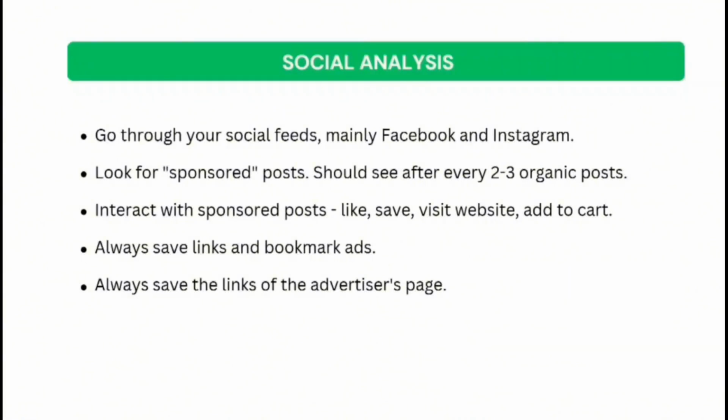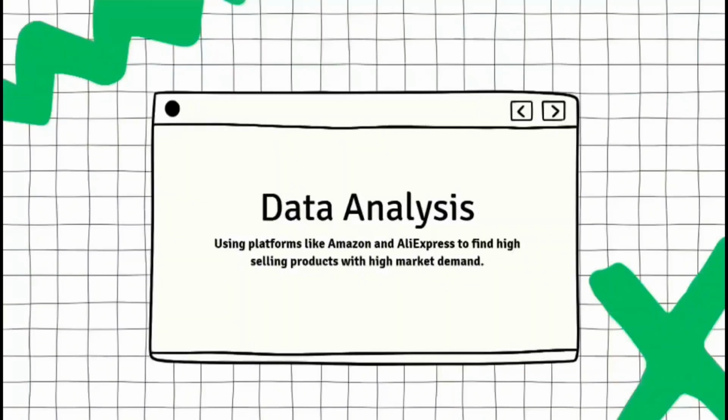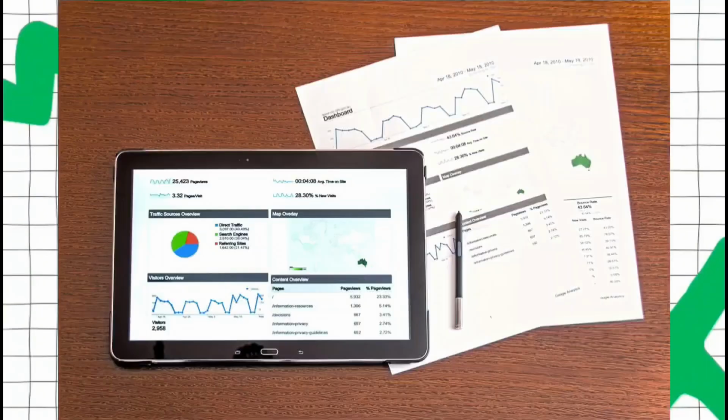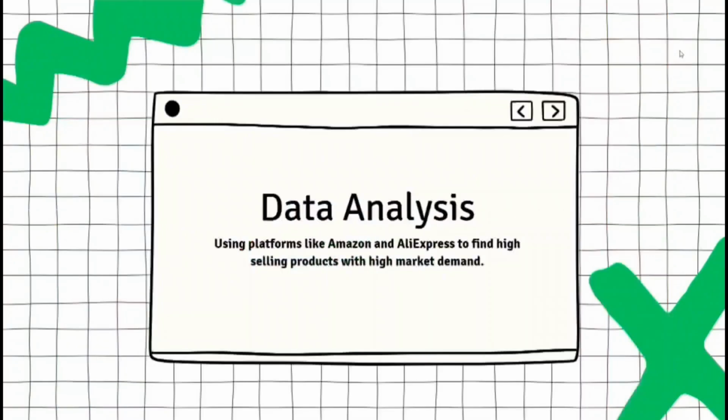But for social analysis, you can take screenshots of all these points. You can use all these points. So, let's move ahead to data analysis. Data analysis means that by looking at data, you see the data of a product, how much it has been bought this month, how many years it has been around, and based on that you select the product.